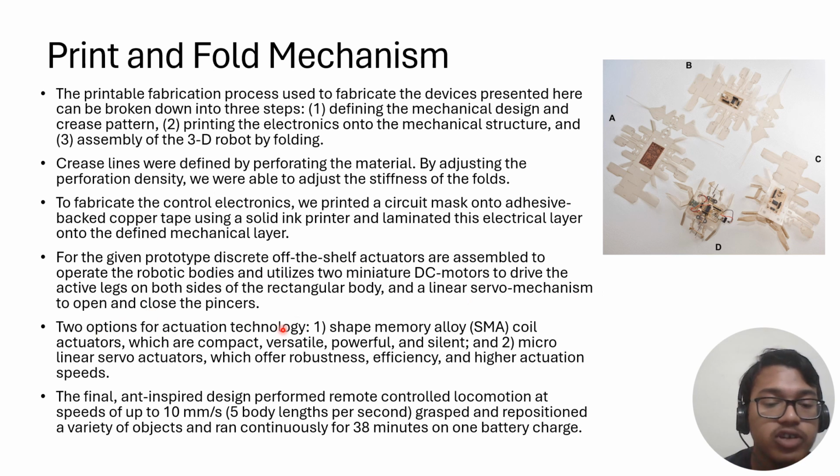There can be two options for the actuation technology. The first is SMA coil actuators, which are compact, versatile, powerful, and silent. The second is microlinear servo actuators, which offer robustness, efficiency, and higher actuation speed. You can use either of the two actuation technologies depending on what you require or the performance you want. The final ant-inspired design performed remote-controlled locomotion at speeds up to almost 10 millimeters per second, that is almost 4 body lengths per second, grasped and repositioned a variety of objects, and ran continuously for almost 30 minutes on one battery.